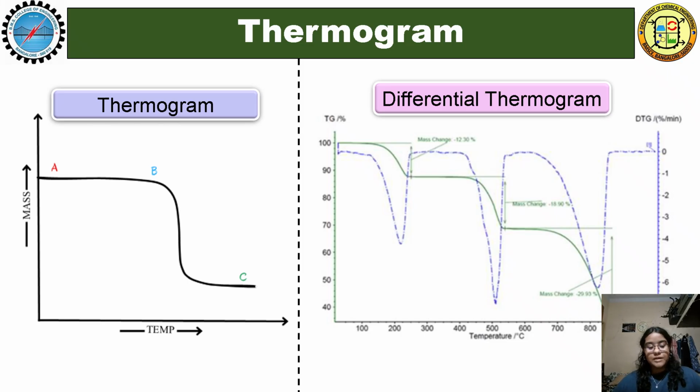It can be observed that in the thermogram, the region from A to B is almost horizontal. This is because the sample is thermally stable in this temperature range, and at B, there is a steep decrease observed, which shows that the sample undergoes weight loss at this temperature, after which the mass of the sample becomes stable again.